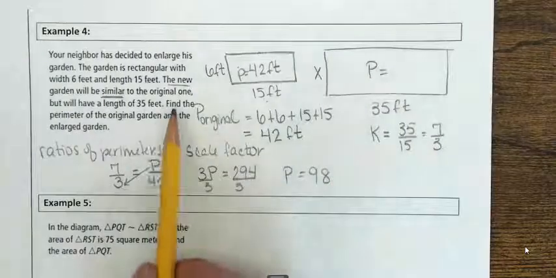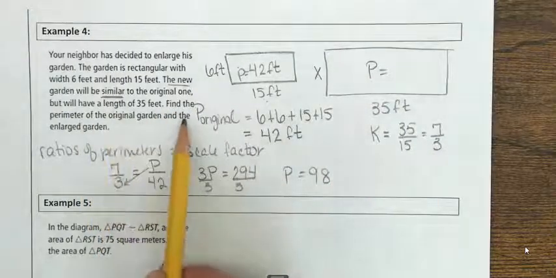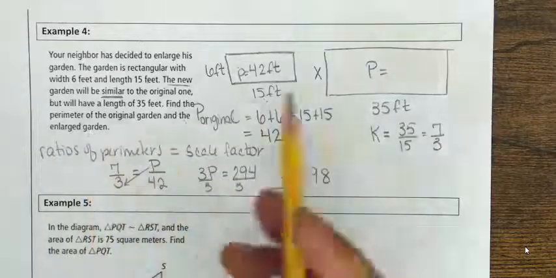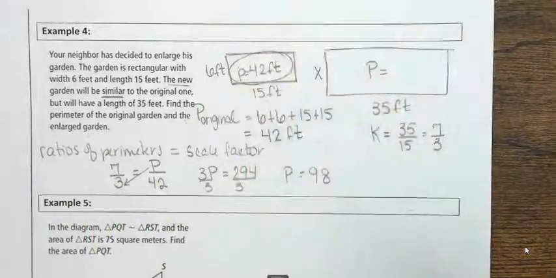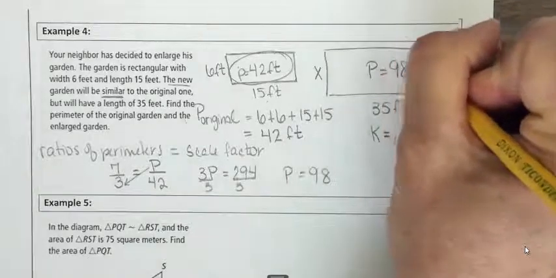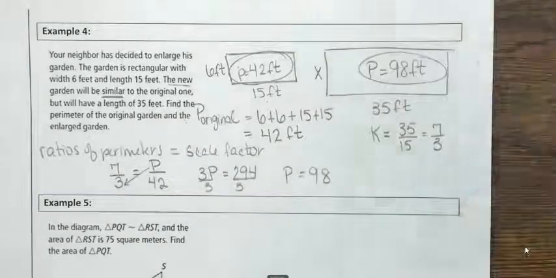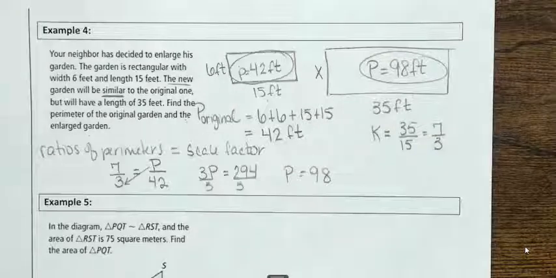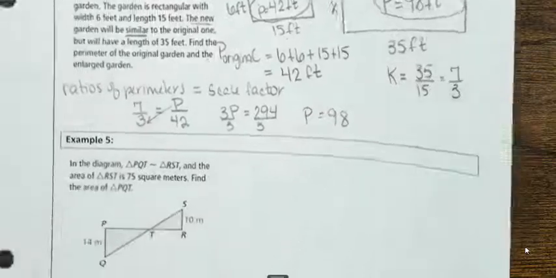Okay, let's go back to this. Find the perimeter of the original garden and the enlarged garden. So the perimeter of the original was 42 feet. And the perimeter of this one, the new, larger one, is 98 feet. Now he can grow more food. Awesome. All right, let's move on to example 5.